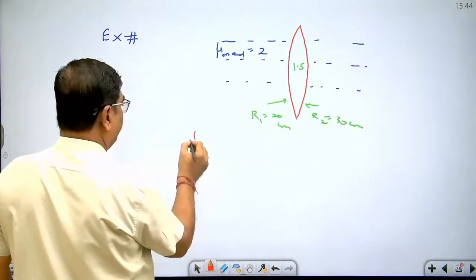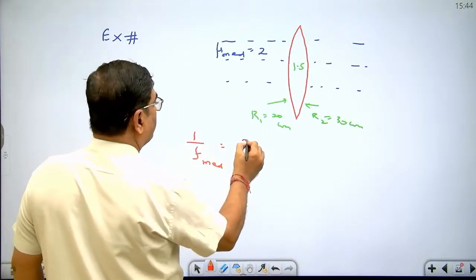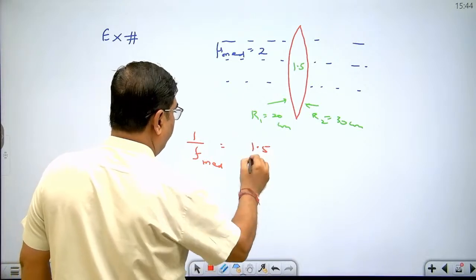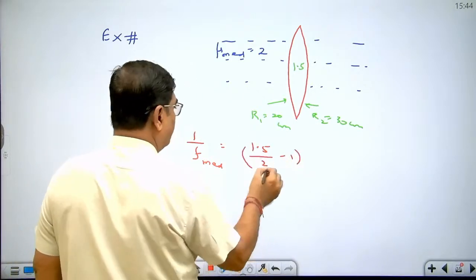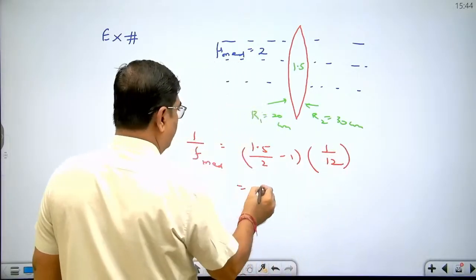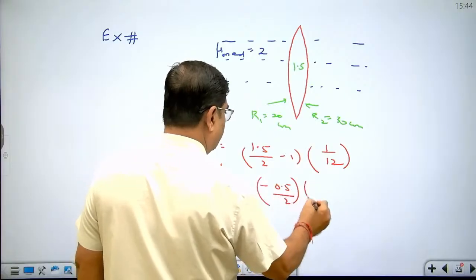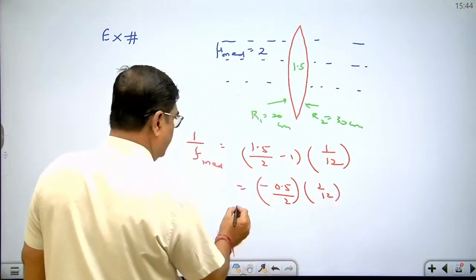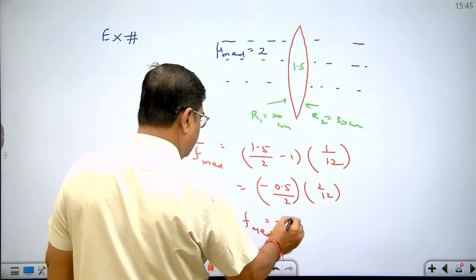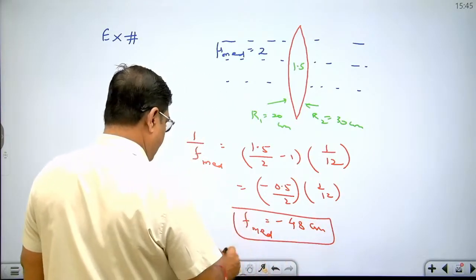Now what is 1 upon f in this medium? 1.5 upon 2 minus 1, into 1 upon R1 minus 1 upon R2, we are writing directly, okay. This is minus 0.5 upon 2. This is 1 upon 12. So dear student, this F medium is coming as minus 48. Earlier it was plus, but now it is minus, okay.